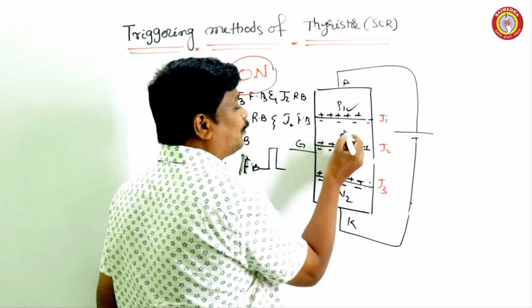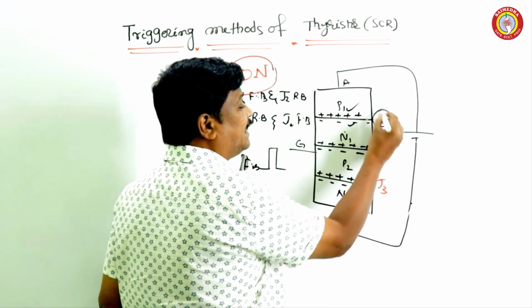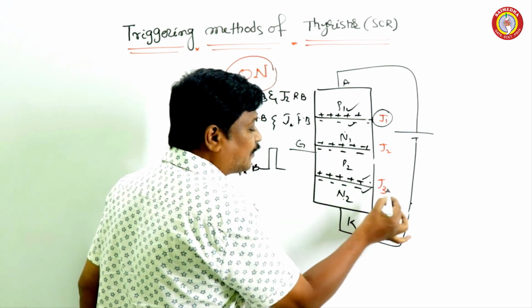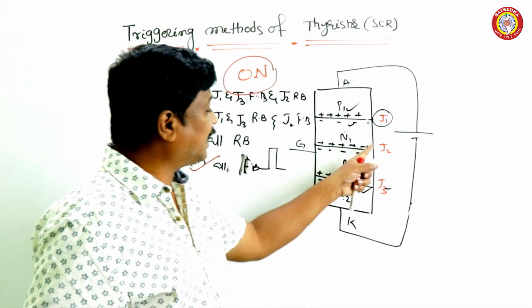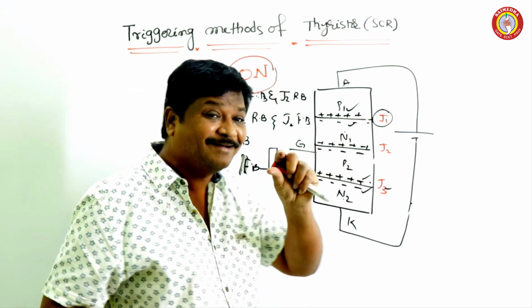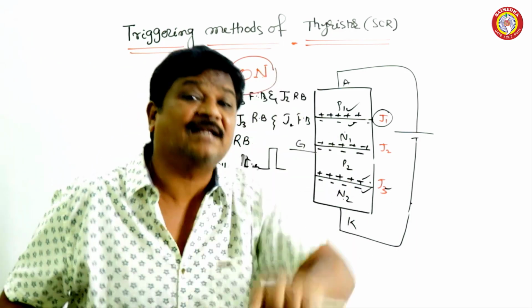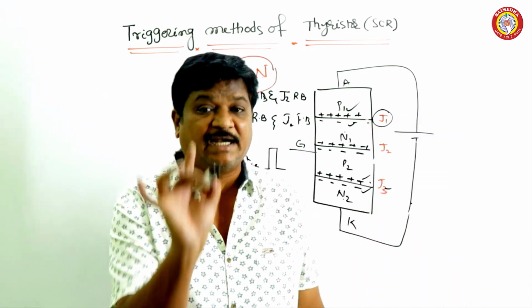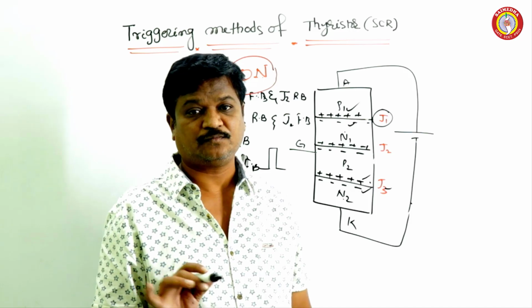So P is connected to positive, N is connected to negative, it is forward biased. P is connected to positive, N is connected to negative, it is forward biased. But this one is reverse biased, because N is connected to positive. But the device is not in the on state. You may make the forward bias, but it is not in the on state. That difference you have to identify.